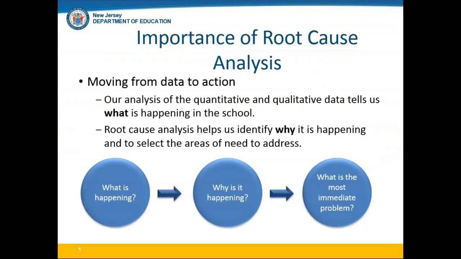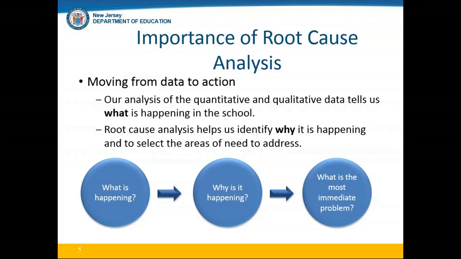Why complete a root cause analysis? The root cause analysis is the process by which we move from data to action. Schools tend to have a lot of data, both quantitative and qualitative. In the preceding sections, we captured the most important summary data about the school. This will tell us at a high level what is happening. The root cause analysis will dig into why this is happening.